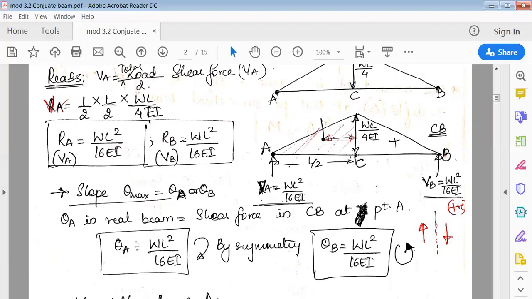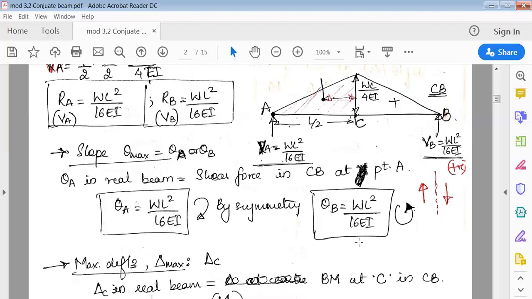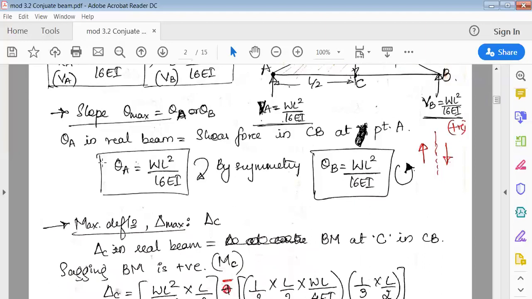Now, because it is symmetrical, theta B would be the same, that is WL square by 16 EI, but this time it would be anti-clockwise. Now, in case you're using the sign, theta B would be minus WL square by 16 EI. If you want to show the direction, you remove this minus sign and show it like this, anti-clockwise. Okay, so now this is slope. We have directly got theta A and theta B.